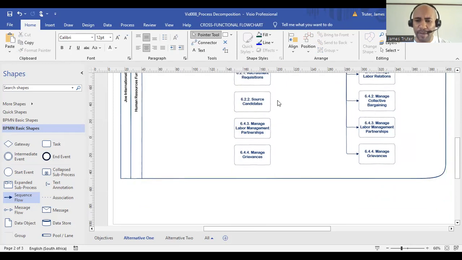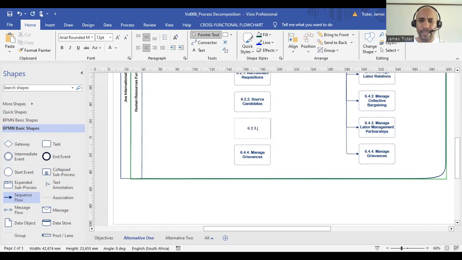You can source a candidate through LinkedIn. You can source a candidate by working with a recruitment vendor. It could be a referral, where one of your employees refers someone, or you advertise on your career portal, on other career portals, etc. Then 6.2.3, your next third level could be, I don't know, interview candidates, and then actually we should call it shortlist candidates.